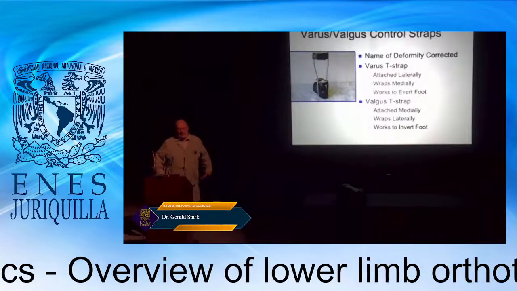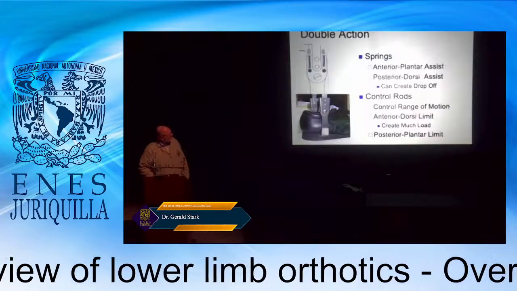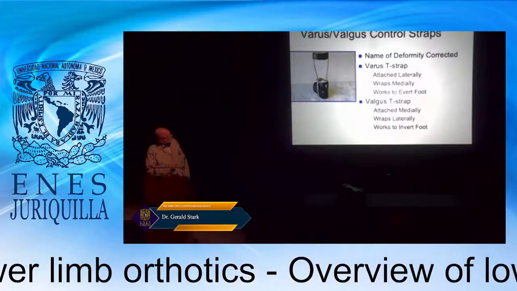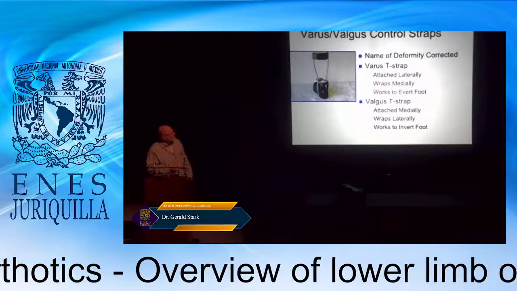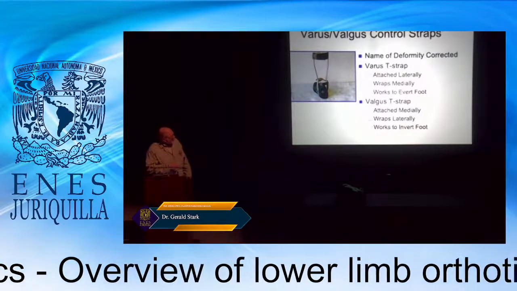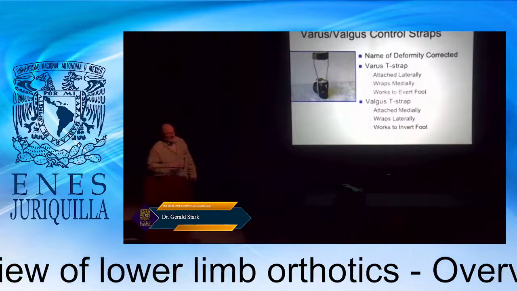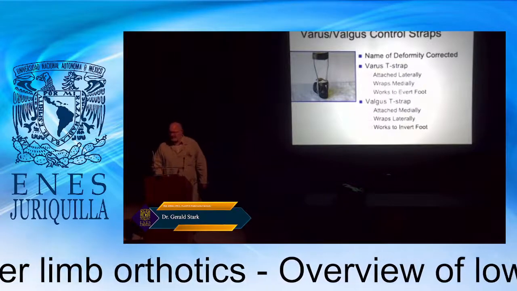The other area we have to think about is not just sagittal plane movement, but we also have to think about what we're trying to achieve in terms of coronal or frontal plane movement. So we could use a thing called a T-strap, and a T-strap goes on the lateral side or medial side to evert or invert the foot. And we see this if there's flaccidity in general.